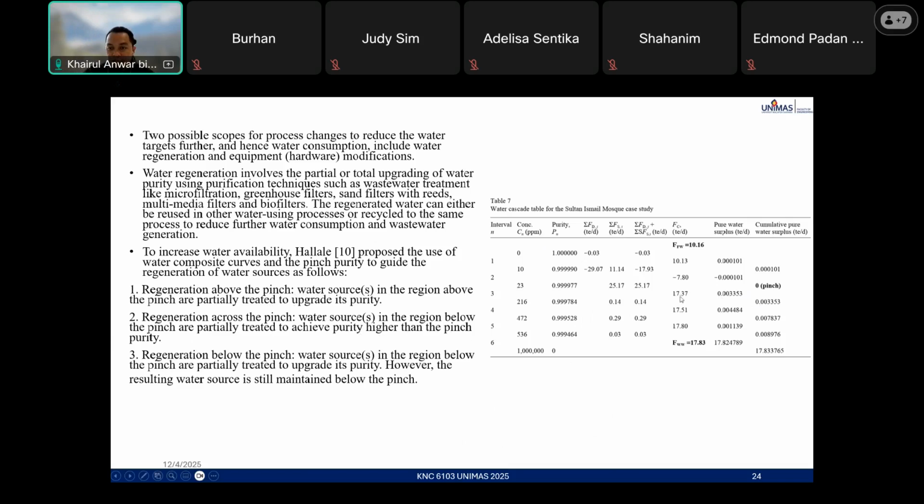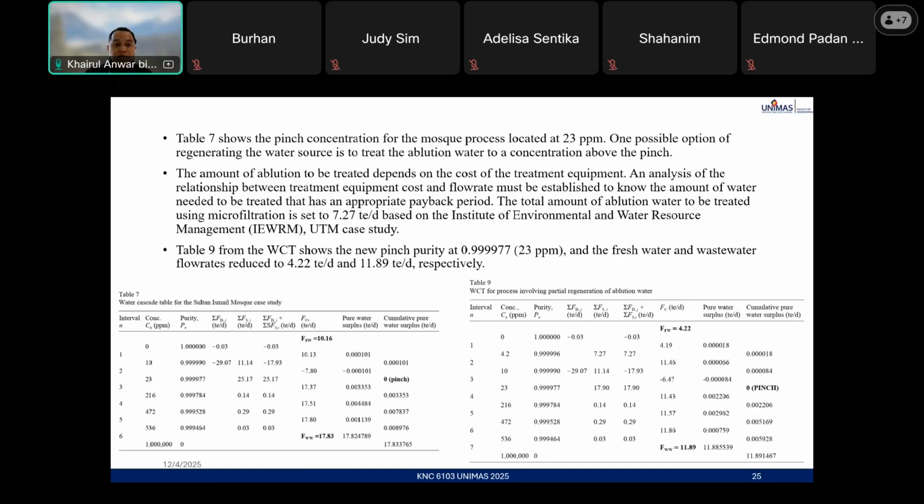So meaning 17.37, we regenerate it to less than 23 ppm. Regeneration below the pinch: water source in the region below the pinch is partially treated. However, the resulting water source is still maintained below the pinch. So meaning, let's say we treated 17.21, we regenerated it, but not up to this because the pinch point is at 23. So even after the regeneration, the concentration is still above the 23. Table 7 shows the pinch concentration of the most polluted at 33 ppm.